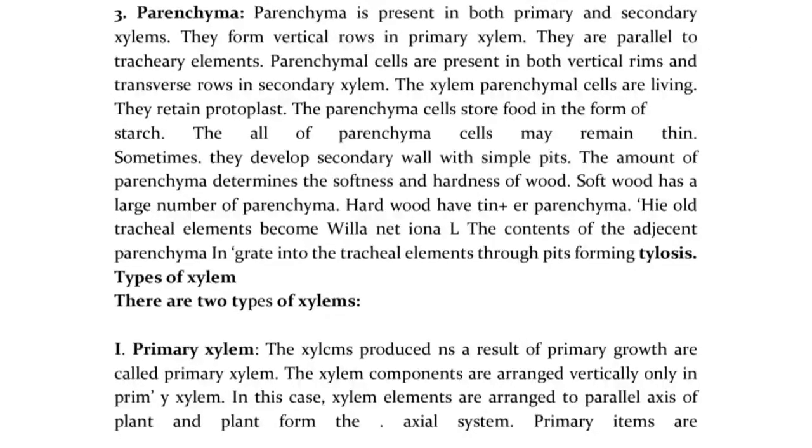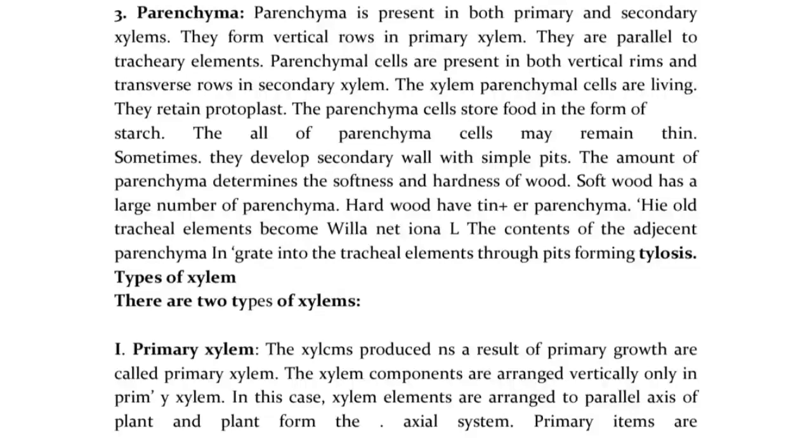Parenchyma. Parenchyma is present in both primary and secondary xylems. They form vertical rows in primary xylem. They are parallel to tracheary elements. Parenchymal cells are present in both vertical rows and transverse rows in secondary xylem. The xylem parenchymal cells are living. They retain protoplast. The parenchyma cells store food in the form of starch.